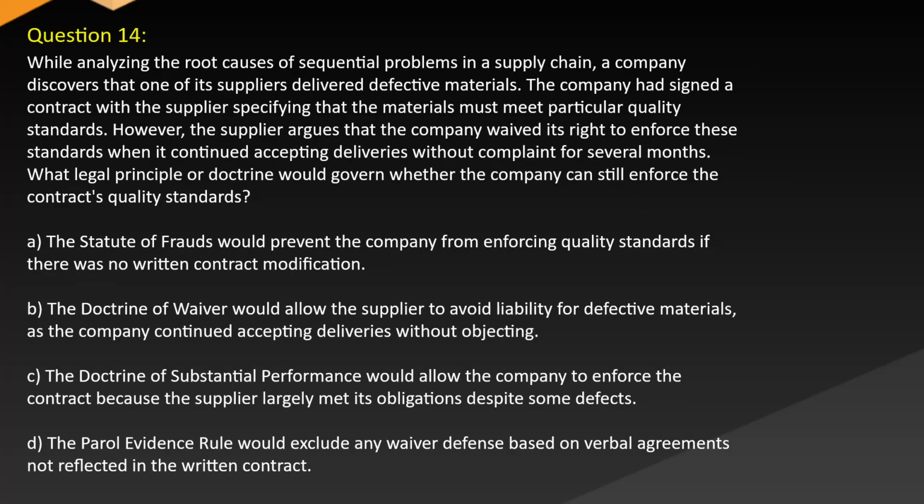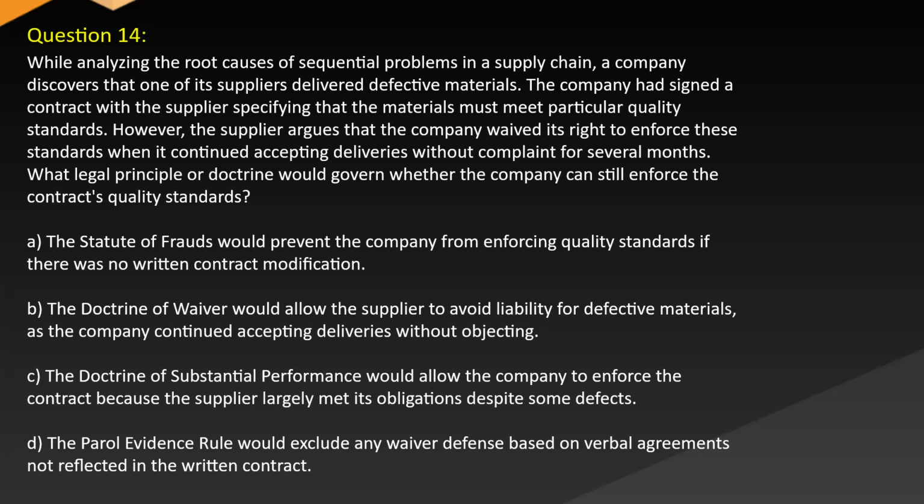While analyzing the root causes of sequential problems in a supply chain, a company discovers that one of its suppliers delivered defective materials. The company had signed a contract with the supplier specifying that the materials must meet particular quality standards. However, the supplier argues that the company waived its right to enforce these standards when it continued accepting deliveries without complaint for several months. What principle or doctrine would govern whether the company can still enforce the contract's quality standards?